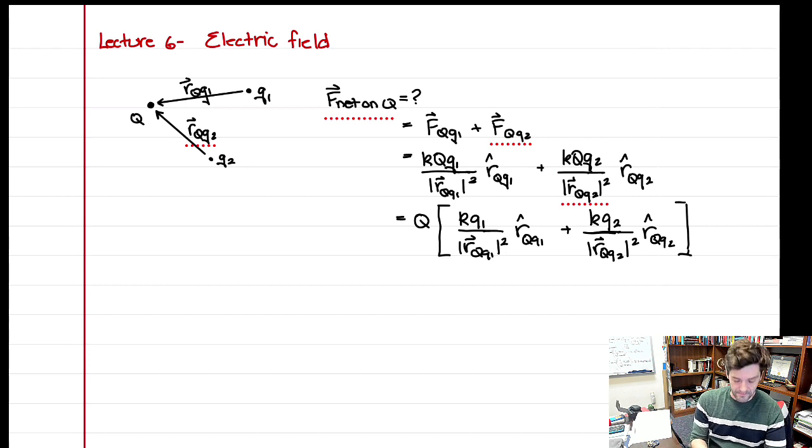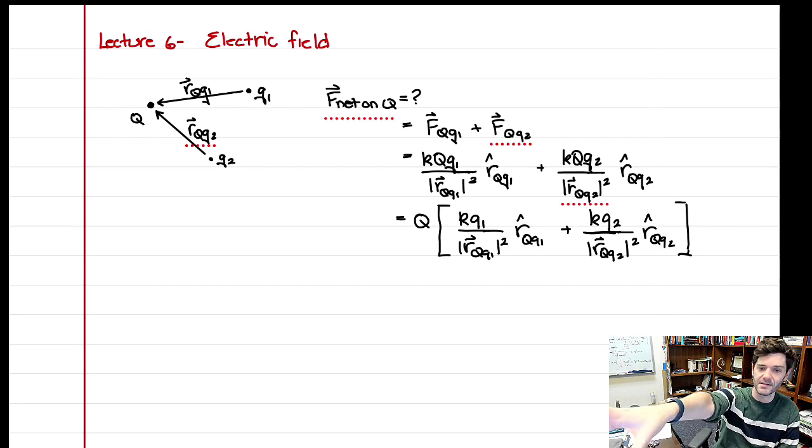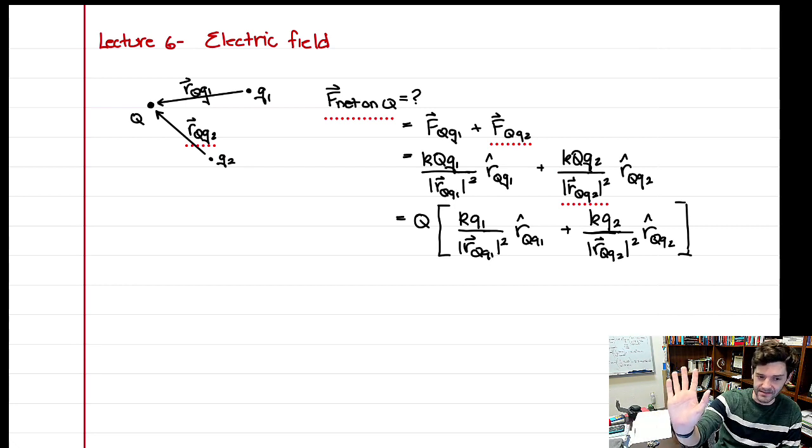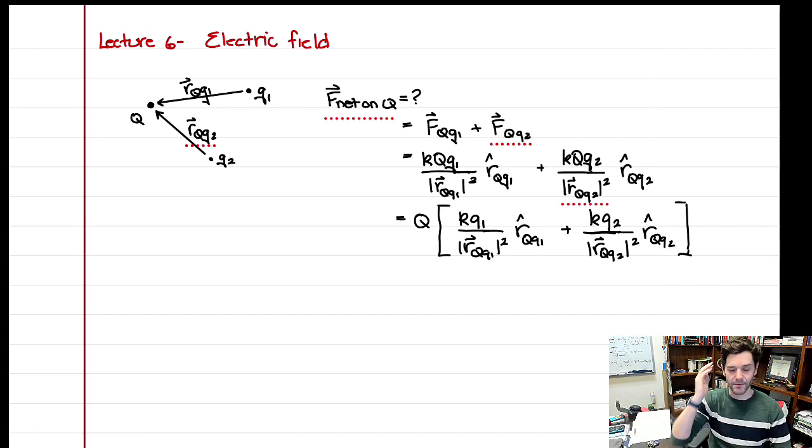If I'm calculating the net force on capital Q, there's some charge, capital Q, and I want to figure out what net force it feels. It feels a force from the other two charges, which reach across space, action at a distance, and decide whether to push or pull that charge, depending on if they're the same sign or opposite signs.